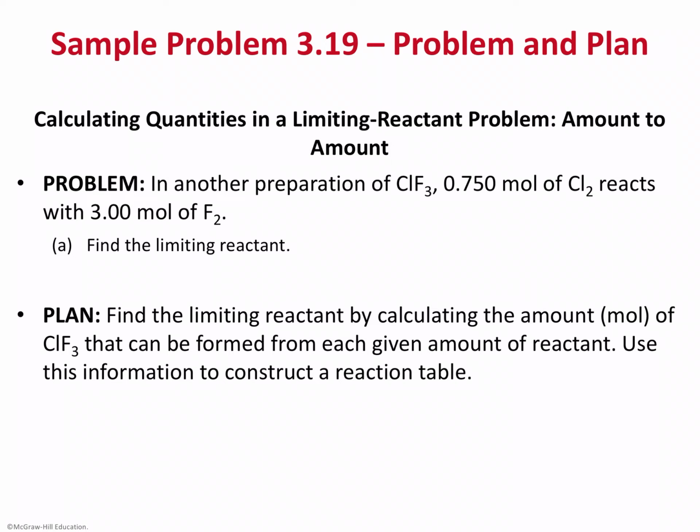In another preparation of ClF3, 0.750 moles of chlorine reacts with 3 moles of fluorine. Find the limiting reactant. Now, the same reaction, but now we have different amounts of chlorine and fluorine. The amount of chlorine is 0.750, and the amount of fluorine is 3 moles.